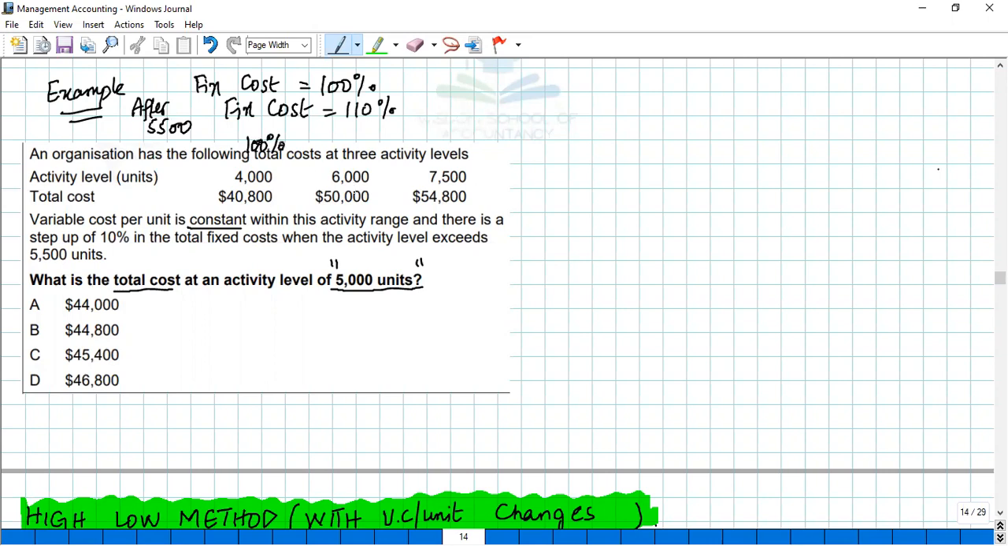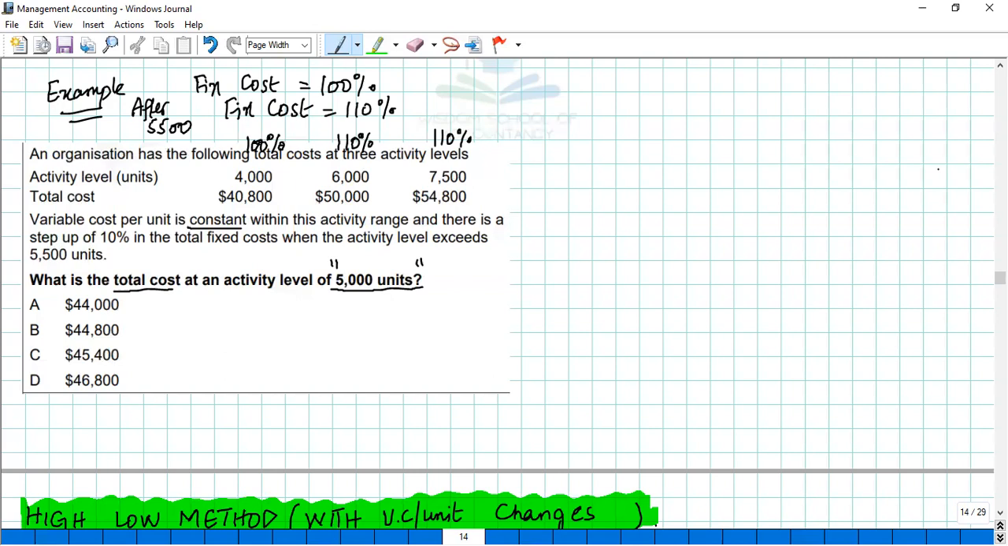Now 6,000, because it's after 5,500 units, it means that this 50,000 cost must include the step up element. So the fixed cost here will be equal to 110%. Similarly, the fixed cost here will be 110%, because there is a 10% increase after 5,500 units, or when the level of activity exceeds 5,500 units. So at an activity level of 6,000 and 7,500, the fixed cost will be equal to 110% because there is a 10% increase.